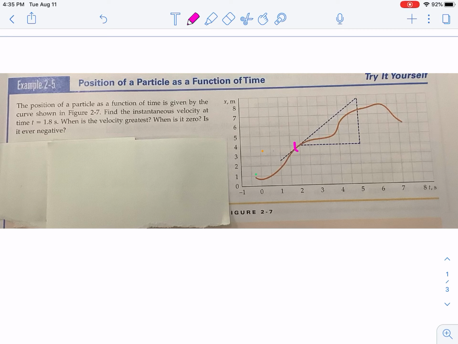Well, they were extremely nice for us, and they drew out the little triangle that's going to go with us. Once again, we know that the instantaneous velocity is going to equal the slope of the tangent line.